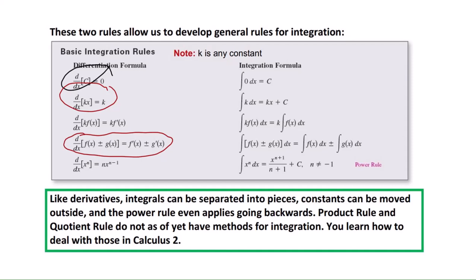Here's a really good one, the power rule. When you start off integrating something that is to a power, like right here, look what you do. You take the exponent, add 1 to it, and then divide by that new exponent. And in all of these, you're going to have a constant sitting out there. The box down at the bottom reminds us that we can split these apart. We can move constants around. The power rule works backwards. But for right now, we're not worried about the product rule or the quotient rule. You'll get to those later.